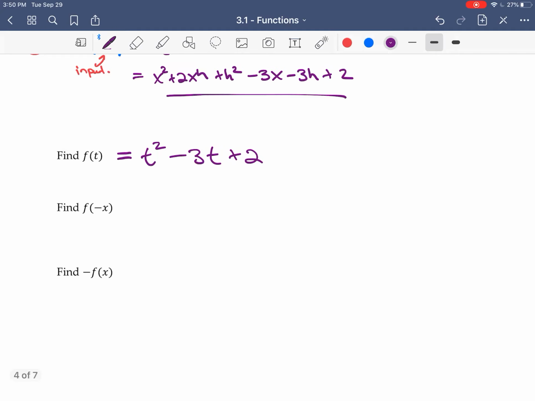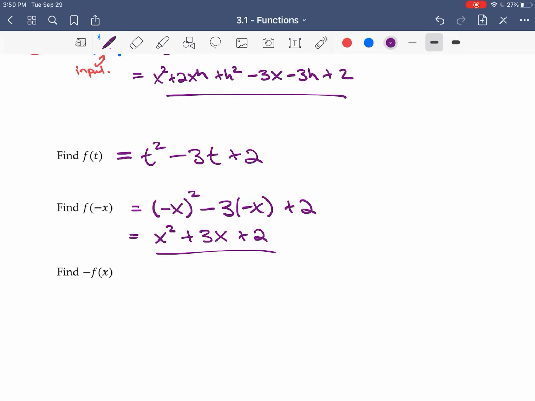Okay, f of negative x, again, just plug in negative x. So wherever the x is, so there's x squared, so it's going to be negative x squared, minus 3x, so minus 3 times negative x plus 2. Okay, now if I simplify this, negative x all squared is just x squared, because it's negative 1 squared times x squared, and negative 1 squared is just 1. Negative 3 times negative x is going to be positive 3x, and then I'm going to have my plus 2.